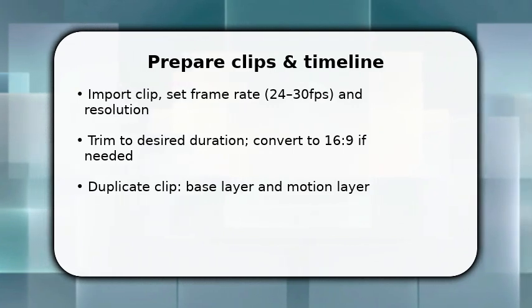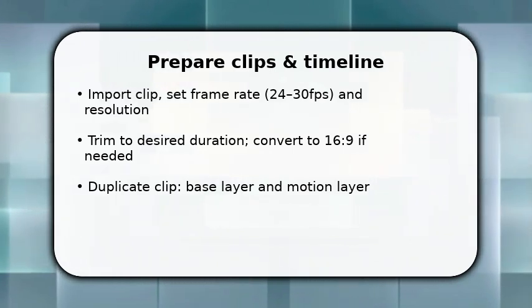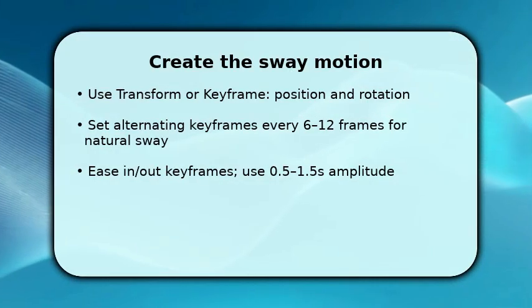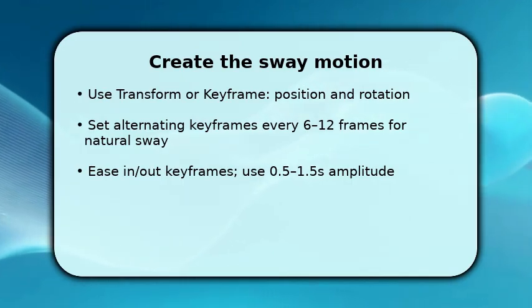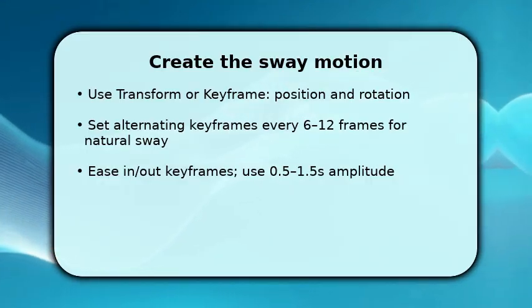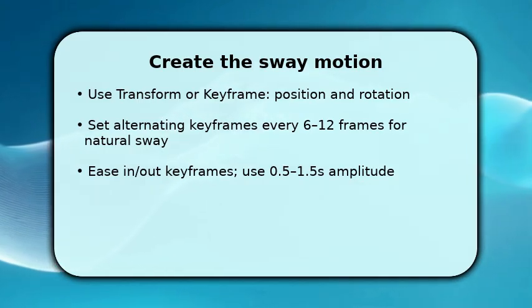Now you build the actual sway using keyframes and subtle transforms. On the motion layer, add position and rotation keyframes, small X shifts and plus or minus 1-3 degrees rotation, alternating every 6-12 frames for a gentle oscillation. Once done, apply ease in and ease out to each keyframe so movement feels organic.